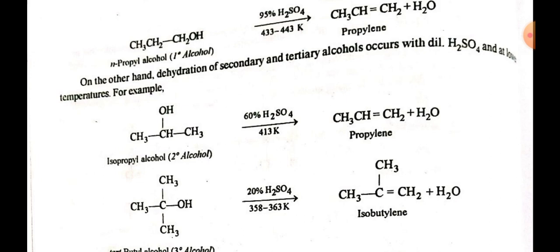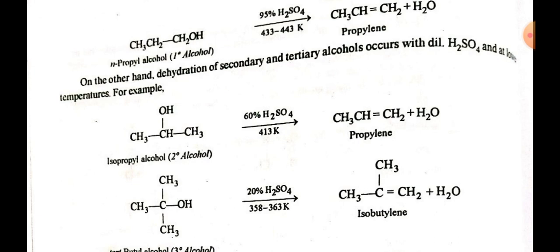On the other hand, dehydration of secondary and tertiary alcohols occurs with dilute H2SO4 and at lower temperatures. For example, secondary alcohol when reacted with 60% sulfuric acid will give propylene. Tertiary alcohol when reacted with 20% sulfuric acid will give isobutylene. Order of dehydration of alcohols follows the sequence: tertiary, then secondary, then primary.